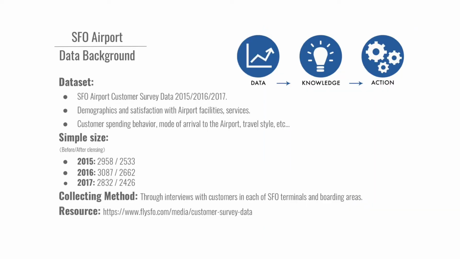The data set we used to conduct the analysis is the customer survey data of San Francisco Airport from 2015 to 17. This data set contains passengers' demographic information and their satisfaction with airport facilities and services, as well as other psychographical information around their experience with San Francisco Airport. Each data set has roughly 3,000 records. After cleansing, the actual records we used to conduct analysis is around 2,500 each year. All these records are collected through interviews with passengers in each of San Francisco Airport's terminal and boarding areas.